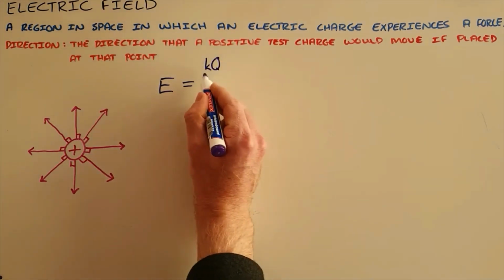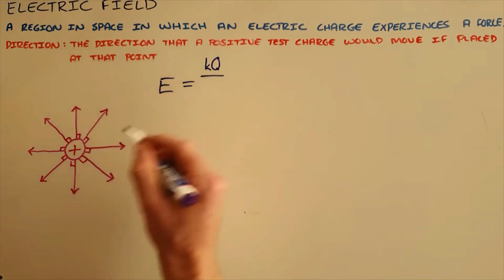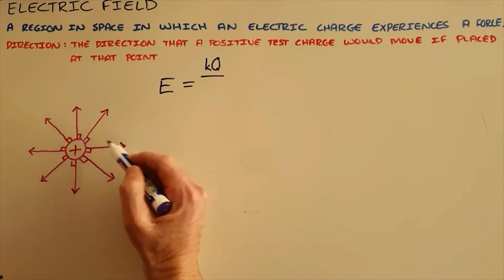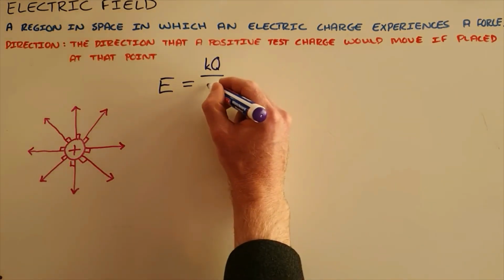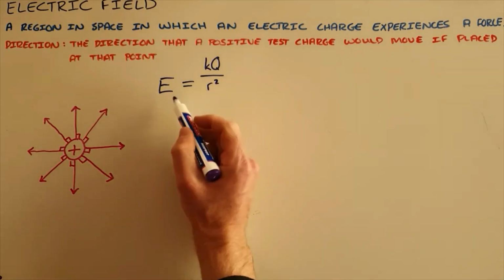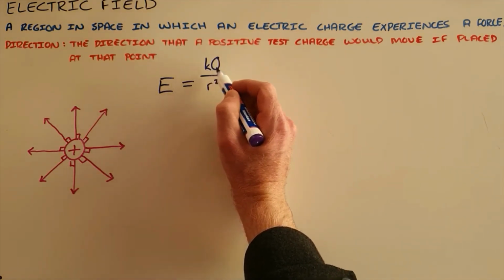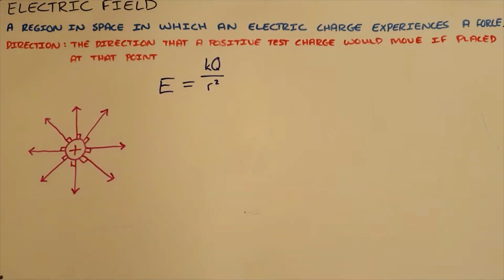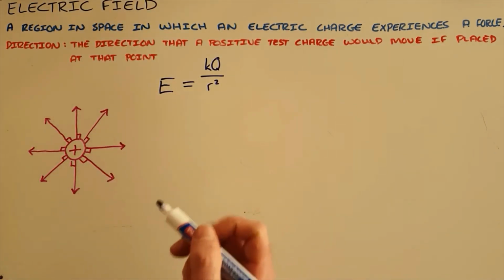We still have our constant here that we had in Coulomb's Law, and what we can see is that the field lines get further and further apart the further away we move from this object, and so the inverse square law applies here. That tells us that the electric field around an object is equal to the product of this constant k multiplied by that charge, divided by the distance at which we are measuring that field, squared.